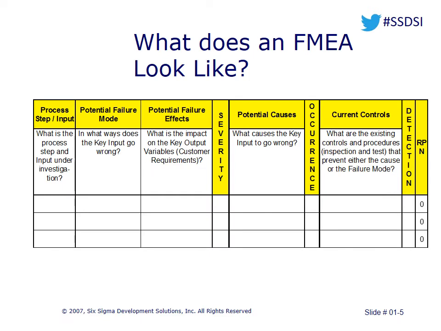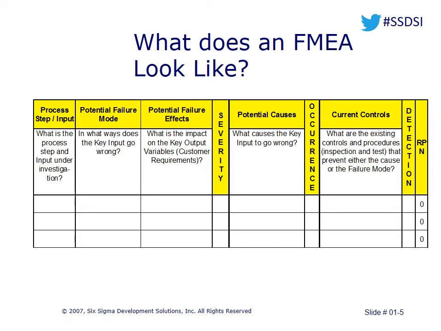So what does an FMEA look like? Well, here you see the first 2/3 of an FMEA, all the way up to the last column called the RPN, or the risk priority number. So you'll see that there are different columns here: process step and input, potential failure mode, potential failure effect, severity, potential causes, occurrence, current controls, detection, and then the RPN.